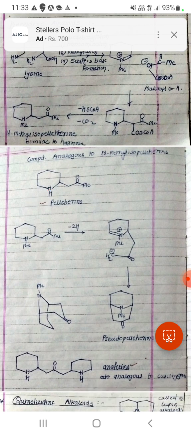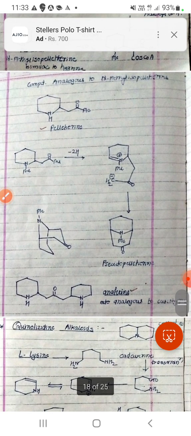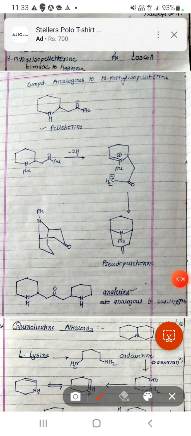So N-methyl isopelletierine with minus 2 hydrogens, an oxidation reaction, forms the double bond over here. And intramolecular Mannich reaction will give pseudopelletierine. This is the pseudopelletierine. So this is the anaferine, analogous to the cuscohygrine alkaloid. And the precursor for this is L-lysine.